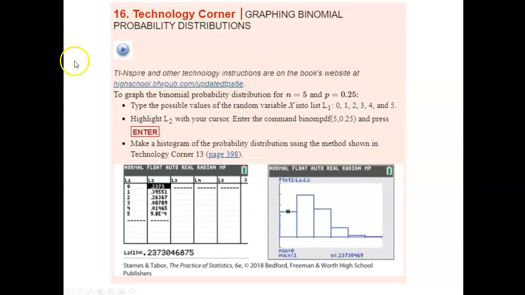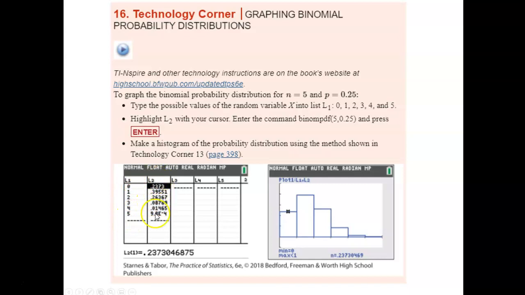Here's a little blurb, and remember you can watch this video for more detail in your book. You can go to your online book, obviously. We can graph the distribution. What we're going to do is put our possible outcomes here. So we could have 0 successes all the way up to 5 successes.